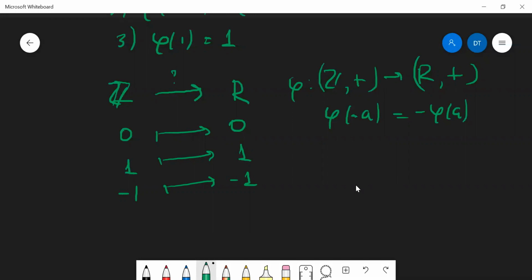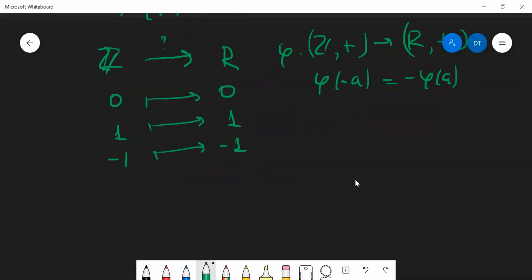And now the element 2, for example, equals 1 plus 1, and it must go to 1 plus 1, which is 2 here. Well, we will just denote the sum of two identity elements of the ring R also by 2. So as you may see, there is only one map from the ring Z to any other ring.